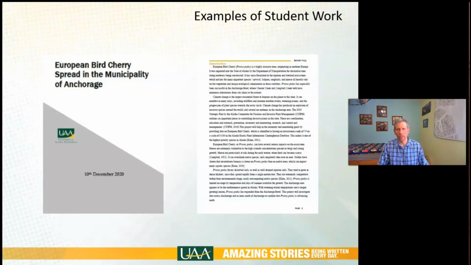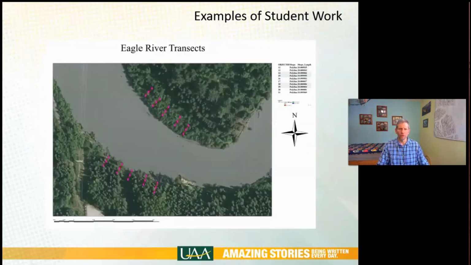This is the report that he produced, just part of the report that he produced, as well as one of the maps that he produced for some of the transects that he completed. Now, he completed transects in 3 different geographical locations and then ultimately made maps of those, all of which were included in the report.